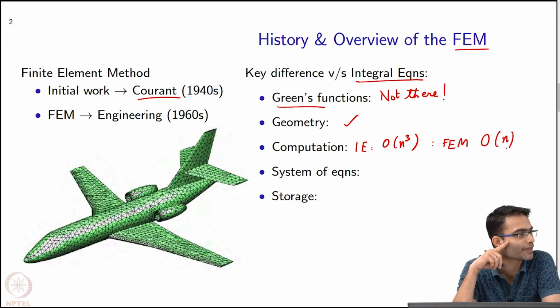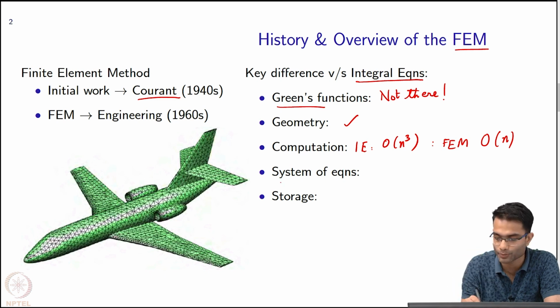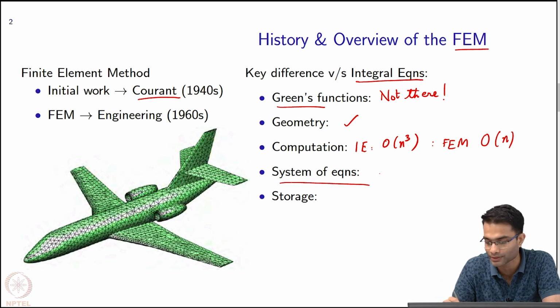So how is this great feat achieved? You get a linear system of equations, but you can solve it in order n time. So what might be the trick? There is a speciality of the A matrix, of the system matrix, and that is the next point. The system of equations that you get is actually sparse.